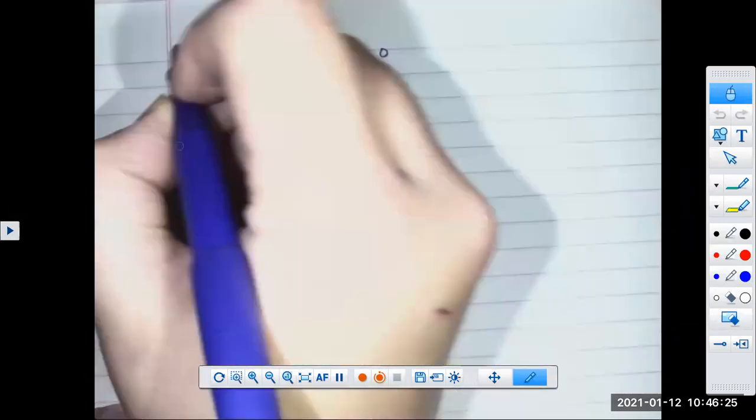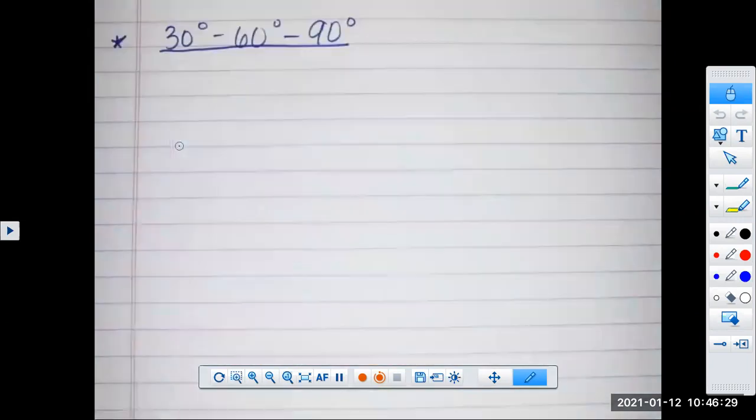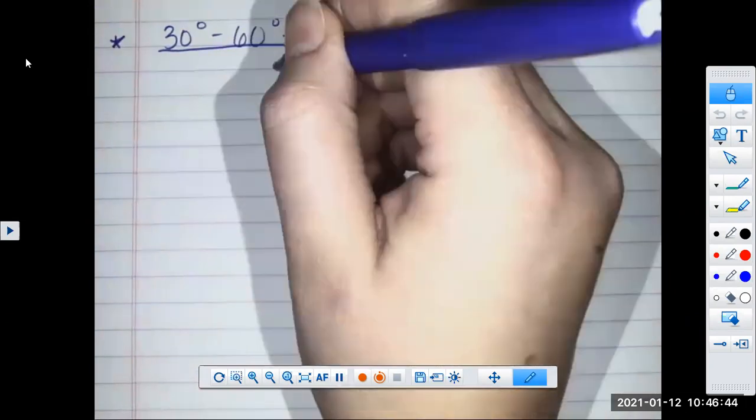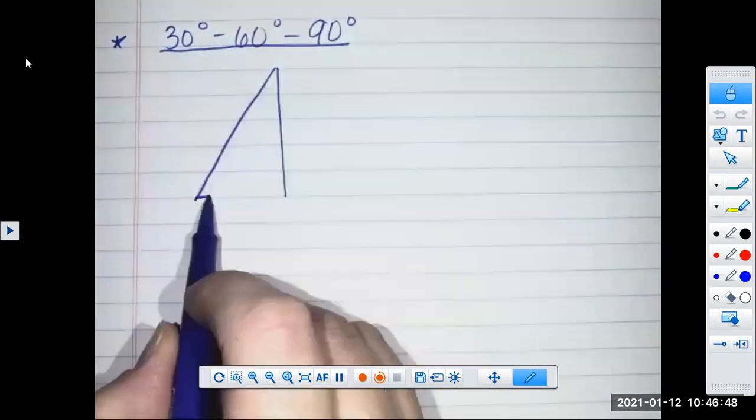Okay, the next thing we're gonna look at is special right triangles, 30, 60, 90. One reason I wanted to go over 4.3 before I go into 4.1 and 4.2 is that the unit circle is derived from special right triangle values. So if we're looking at 30, 60, 90, ACT loves to ask questions about special right triangles too.